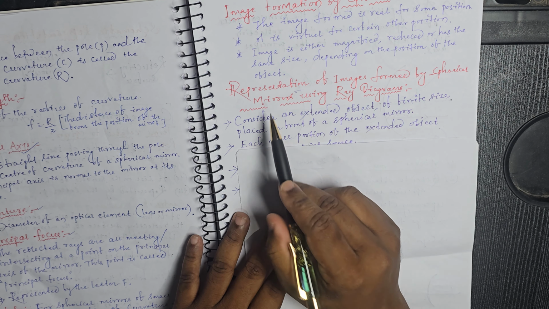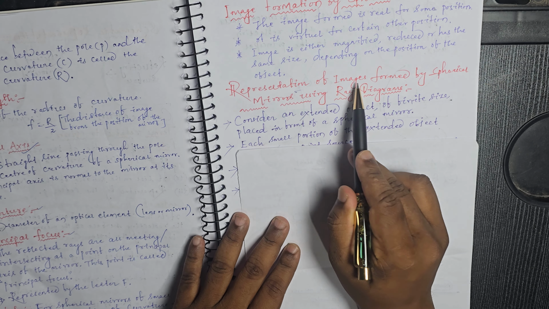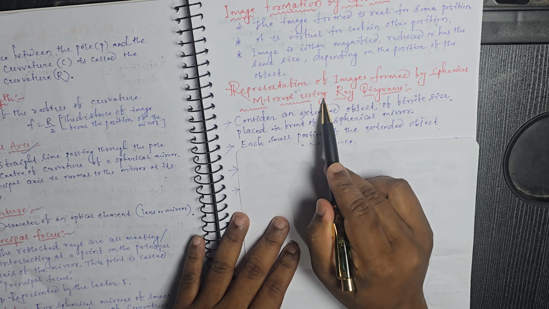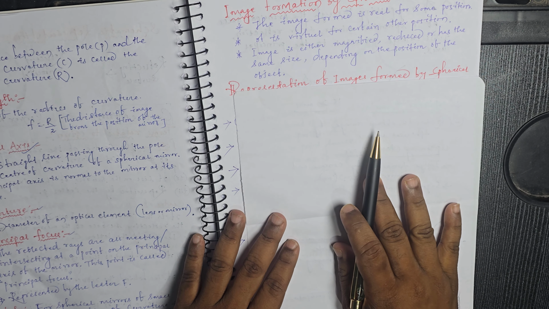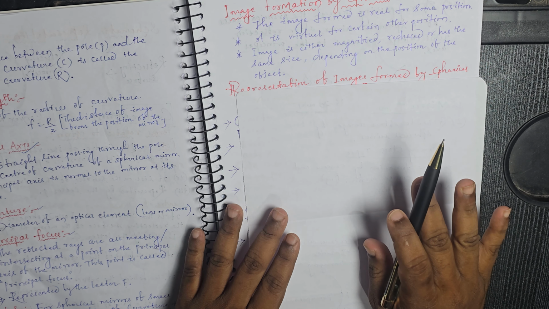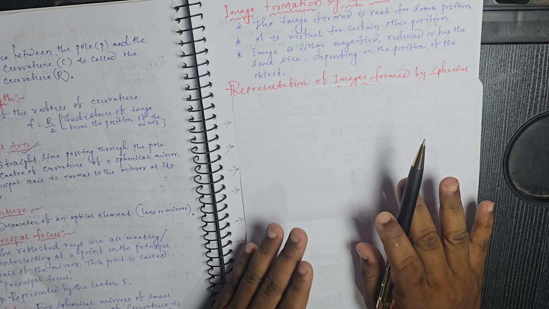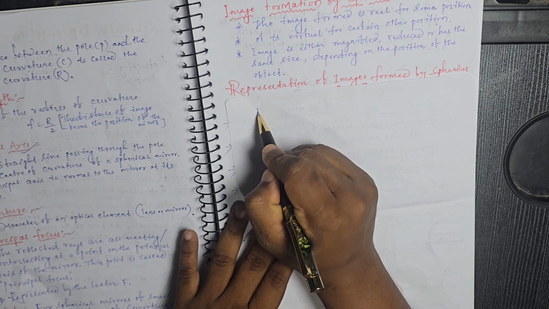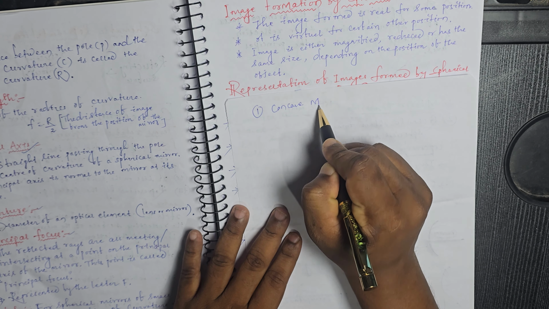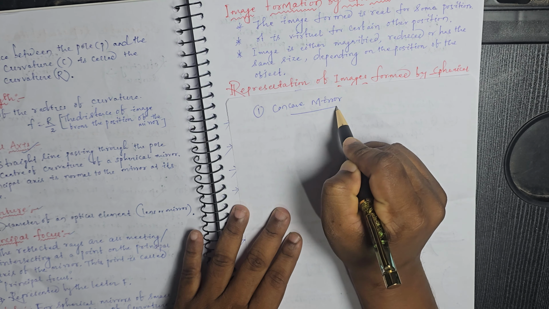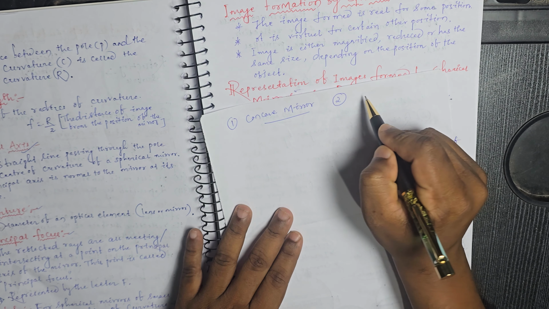So right now, representation of the image formed by a spherical mirror using ray diagrams. Let me tell you 4 rules as per class 10th NCERT. According to those 4 rules, we are going to understand how to draw the image. Let's say I'm talking about a concave mirror on one side, and on the other side a convex mirror. And what are the certain rules, do you know?